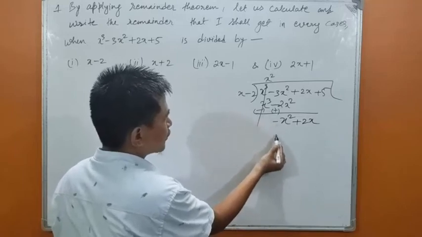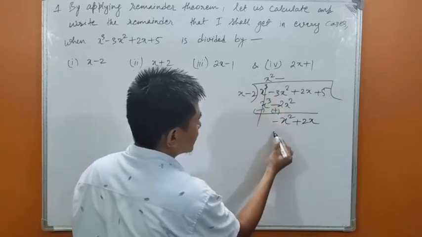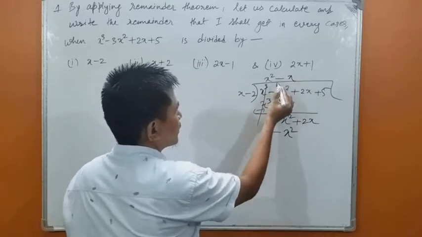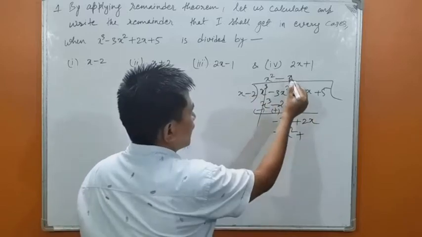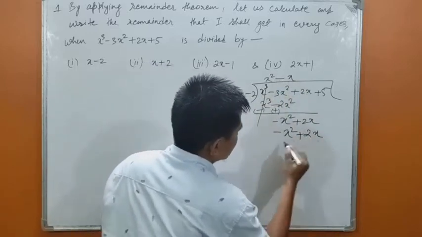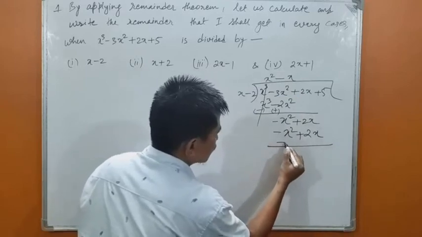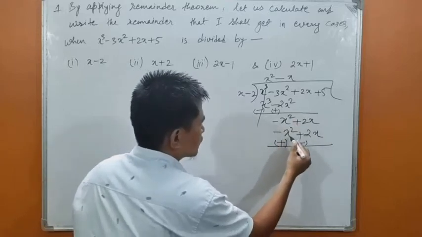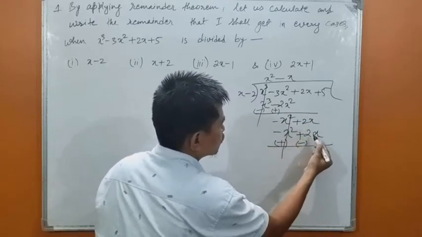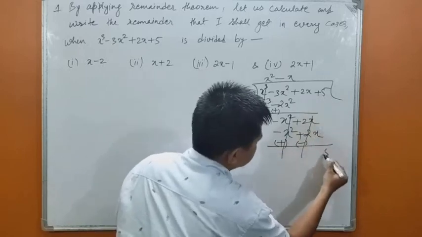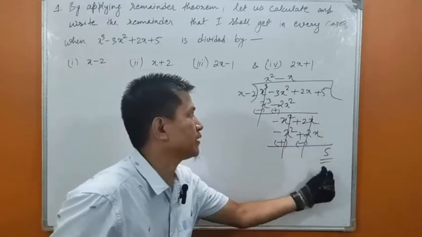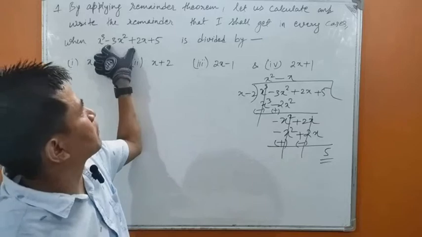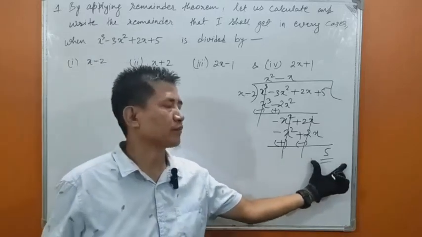So now we need minus sign in the front. Plus into minus is minus. x into x is x squared. Now minus into this minus, plus x into 2 is 2x. So this minus sign changes to plus and this plus sign changes to minus. Minus x squared and plus x squared cancel out. Plus 2x and minus 2x also get cancelled out, and this 5 comes down here as remainder. This 5 is remainder. So when we divide x cubed minus 3x squared plus 2x plus 5 by x minus 2, we got the remainder 5.